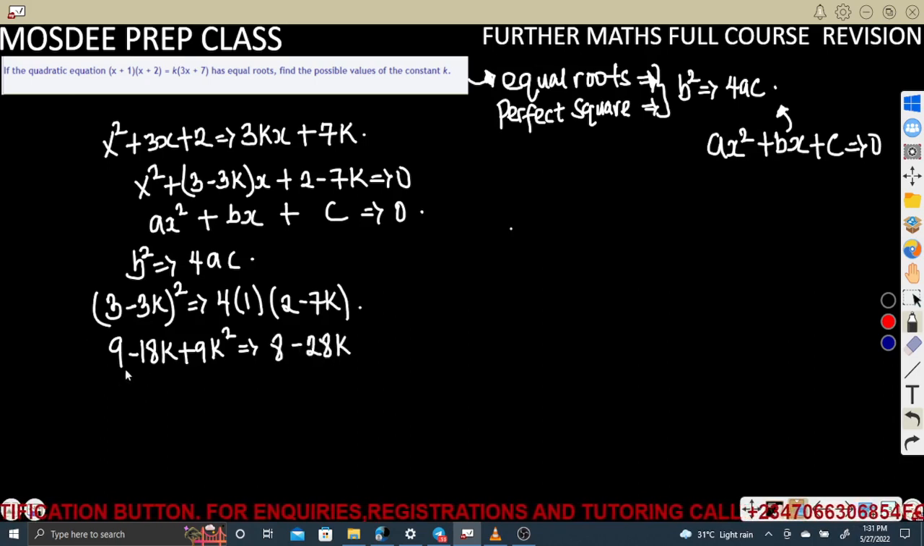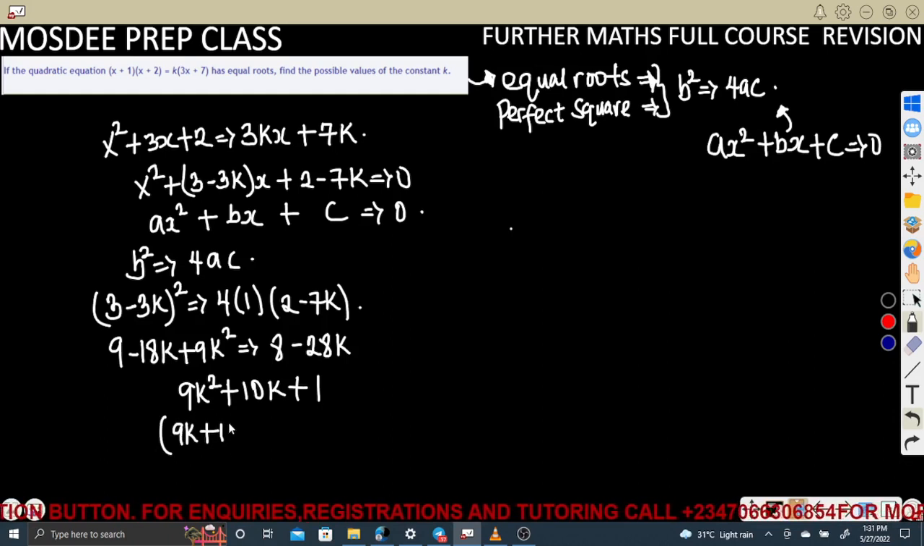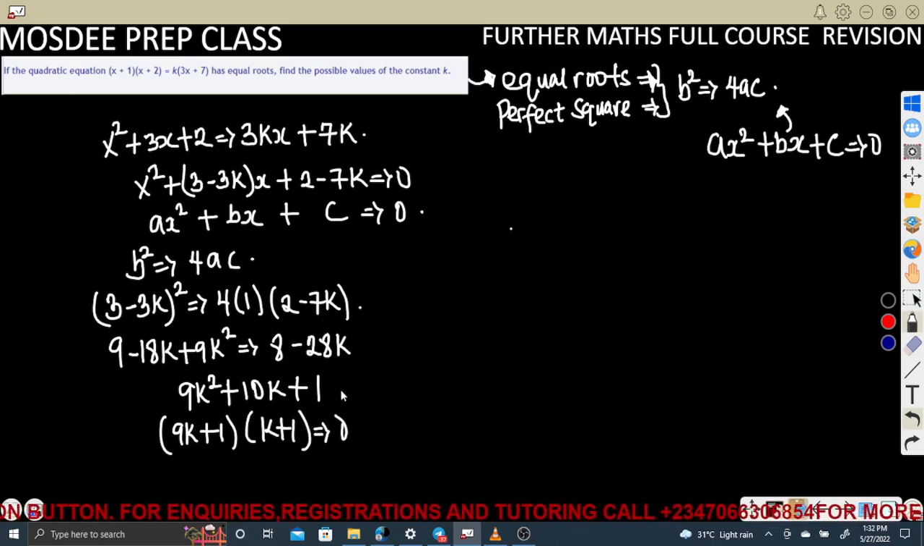Collecting like terms and arranging this to give us a quadratic equation, this is 9k squared plus 10k plus 1. So this is what we are going to have. Then on simplifying this, we can factorize. So factorizing this should give us 9k plus 1, everything is plus, then k plus 1, equals to 0. We need not forget that.